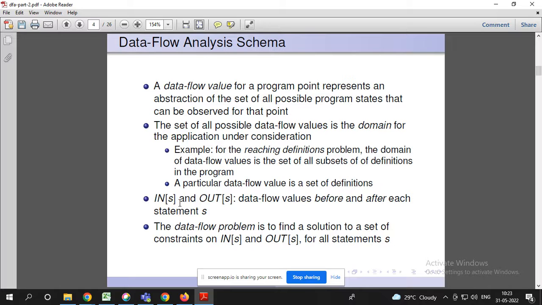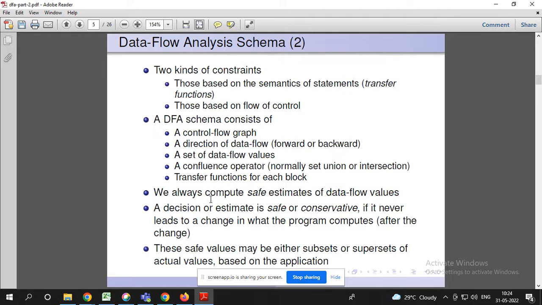Okay, so it is called data flow values before and after each statement S. Here S indicates a statement. What are the variables that come into the statement? That is denoted by in of S. What are the variables that came out of the statement is described by out of S. Okay, so let's see the definition of in of S and out of S.